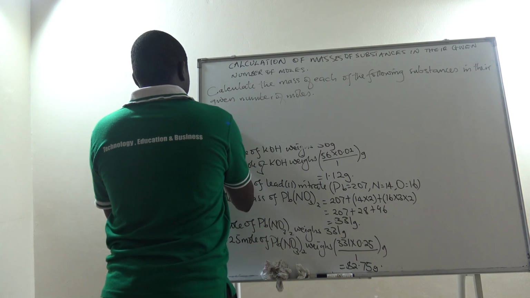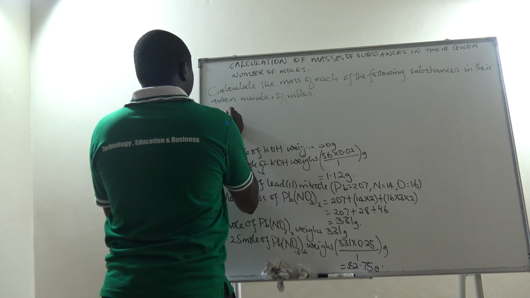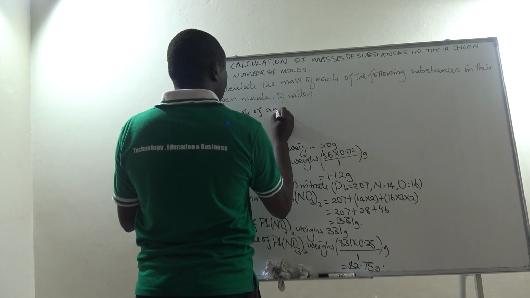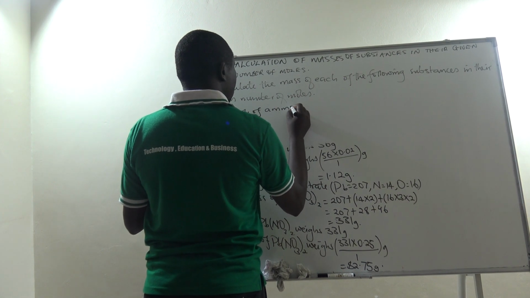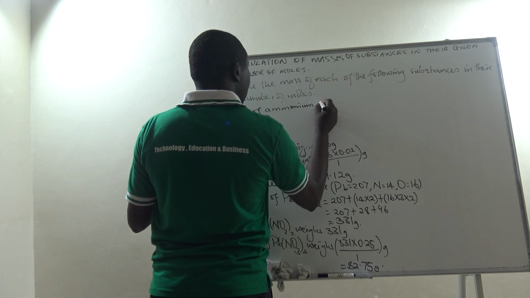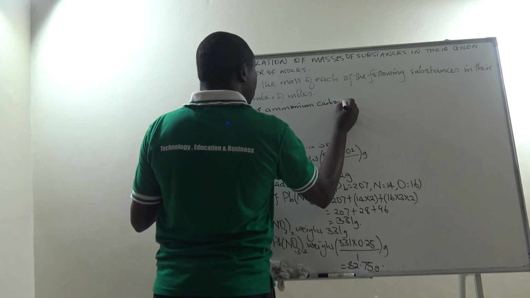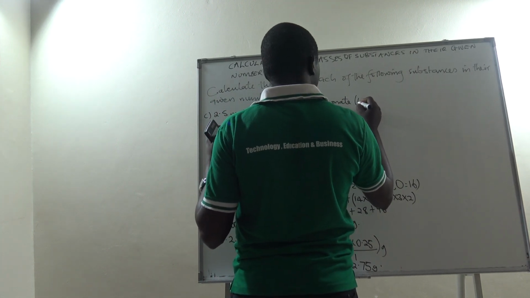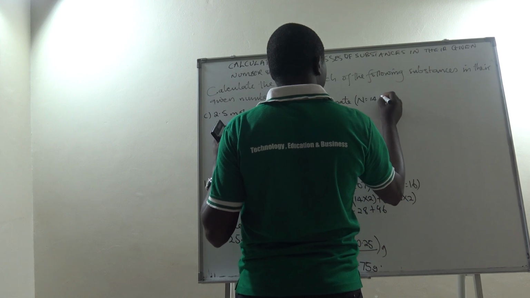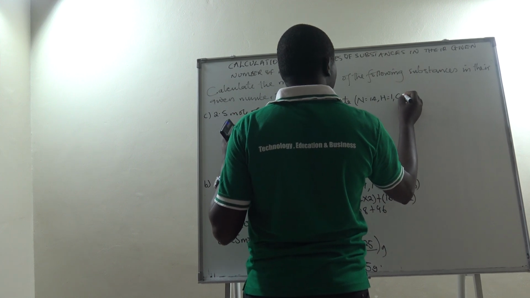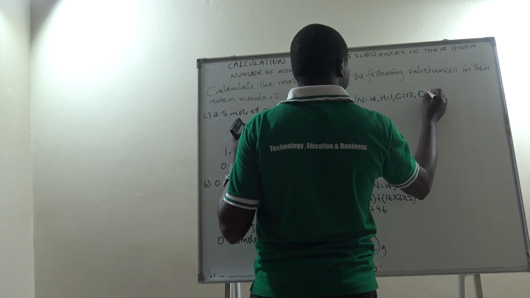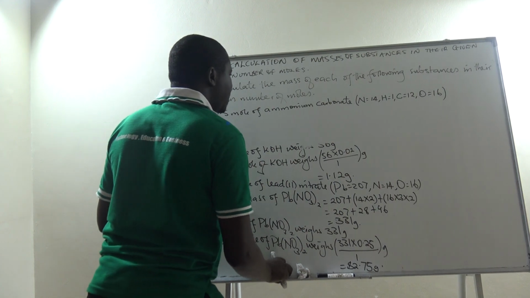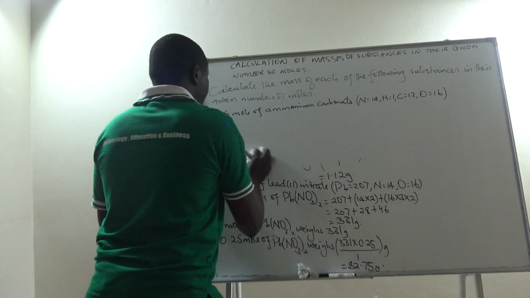So let us see the next one here. 2.5 mole of ammonium carbonate. Ammonium carbonate has got nitrogen being 14, hydrogen is 1, carbon being 12, and then oxygen being 16. So those are the relative atomic masses of the elements found in ammonium carbonate.